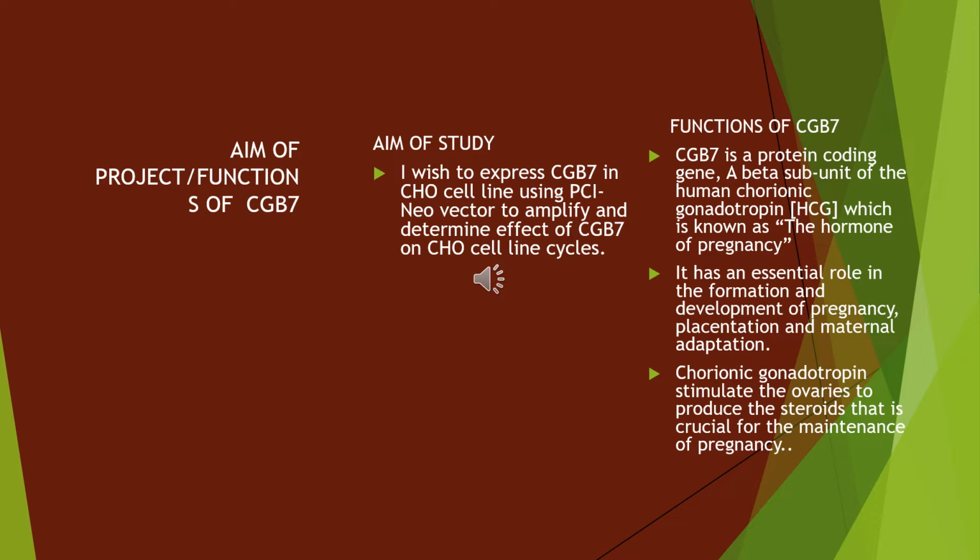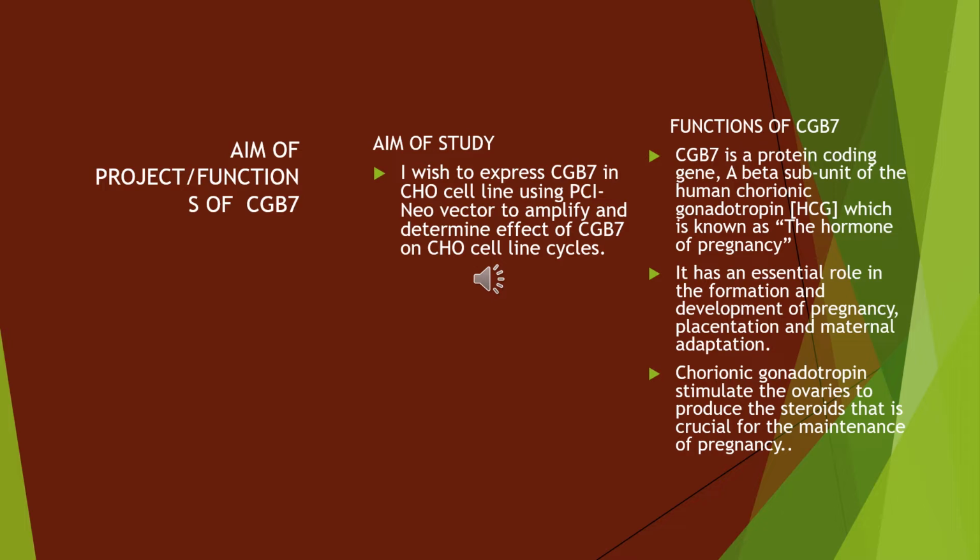The aim of this project is to express my gene of interest, CGB7, in a mammalian cell, the CHO cell line, using the PCI-NEO vector to further amplify and determine the effect of CGB7 on the CHO cell line. The CHO cell line is derived from Chinese hamster ovary. PCI-NEO has a promoter called cytomegalovirus.